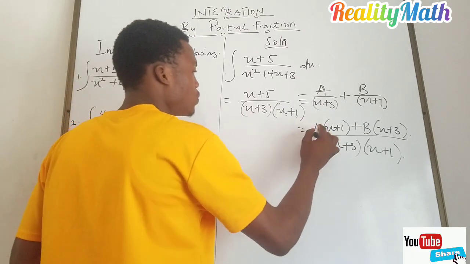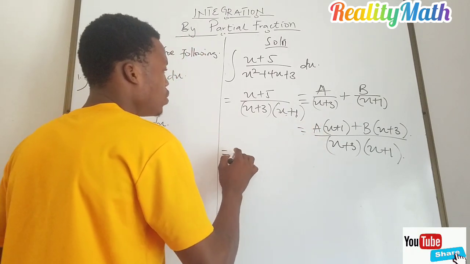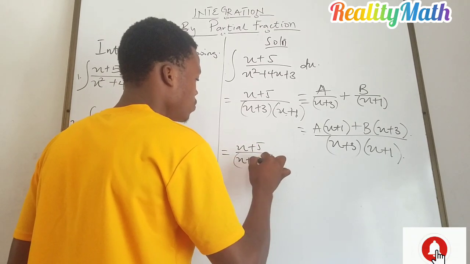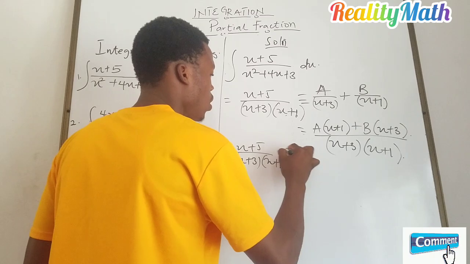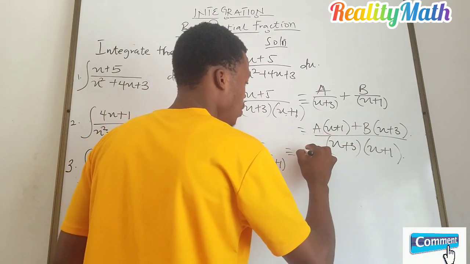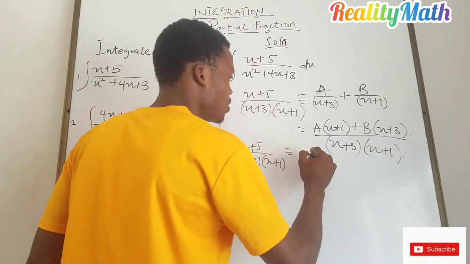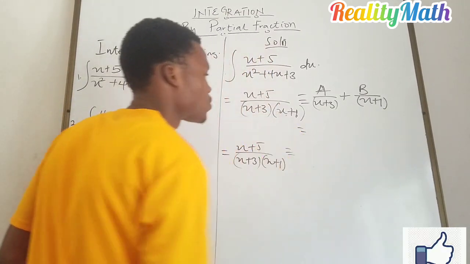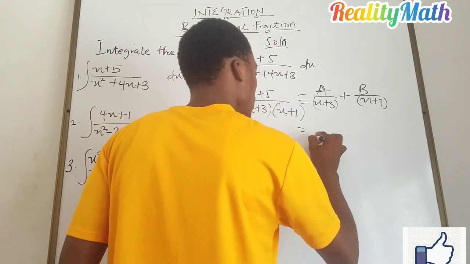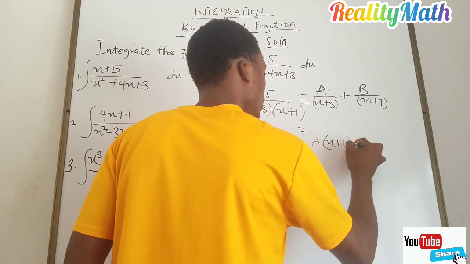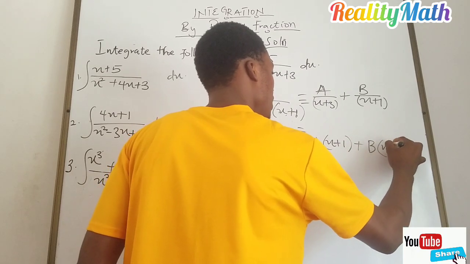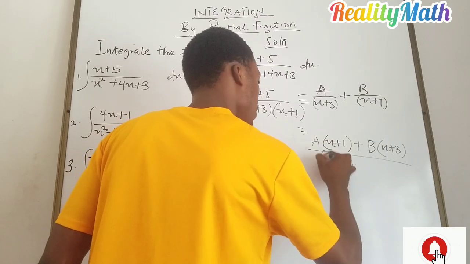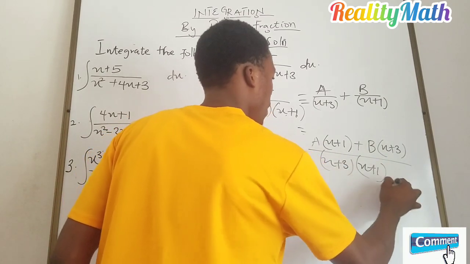So what do we now have? We have x plus 5 all over x plus 3, x plus 1, all equivalent to the same thing here, which is, let me clean that part, A into bracket x plus 1 plus B into bracket x plus 3, all over x plus 3, x plus 1.